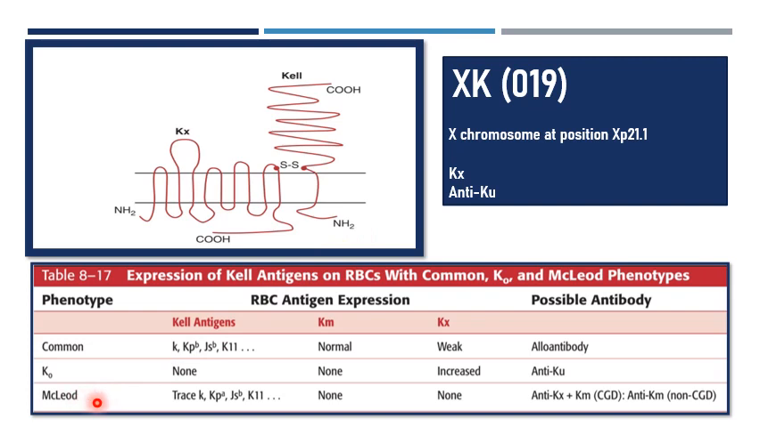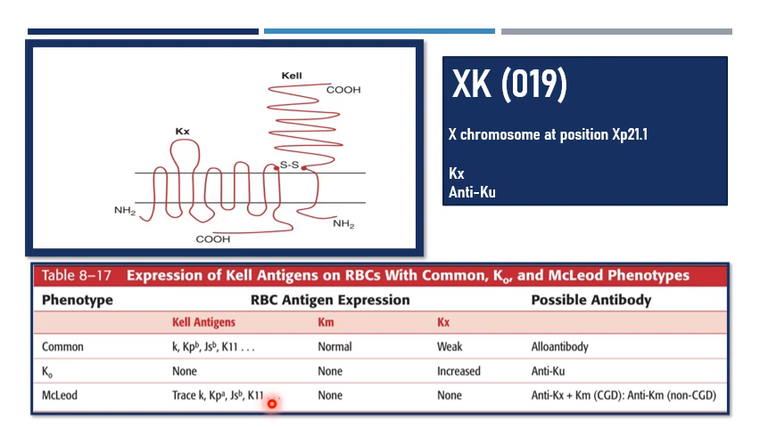The McLeod phenotype demonstrates a weak expression of small k, Kpa, Kpb, JSB, and K11. This is rare, and only males could inherit this phenotype, meaning it is X-linked through a carrier mother.